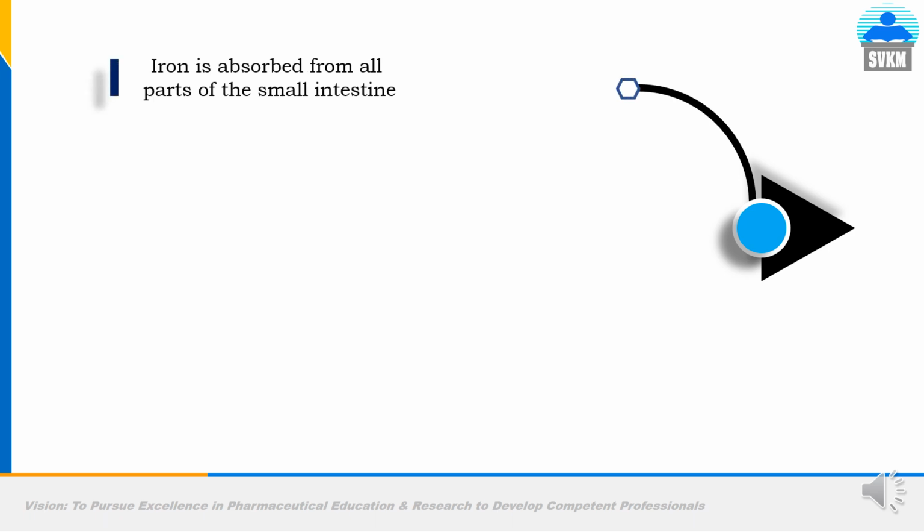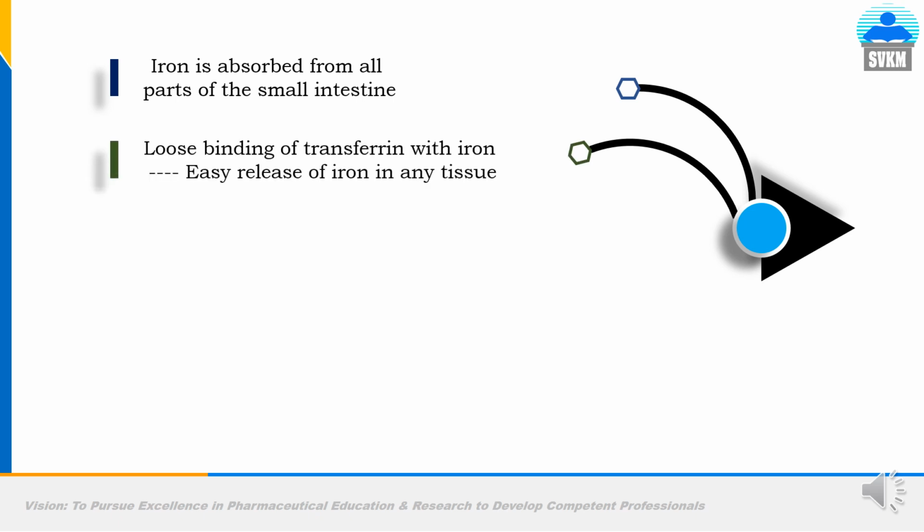Now, iron is absorbed from all parts of the small intestine. Second point, the loose binding of transferrin with the iron causes easy release of the iron in any tissue.